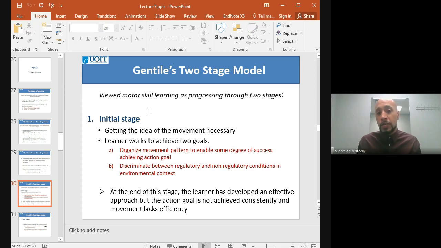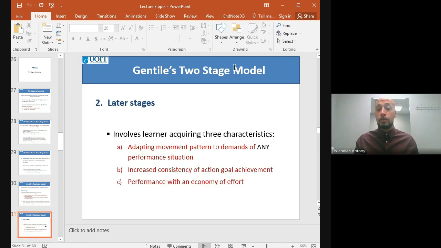The reason Gentile came up with this 2-stage model was because, you guys remember from the 2 axes in Gentile's taxonomy, they were talking about regulatory conditions. So that's why right here, regulatory, non-regulatory conditions. And then in the later stages of Gentile's 2-stage model, they suggest it involves 3 characteristics. They can now adapt that performance to any performance situation. They've developed consistency, and they've developed efficiency in their movement.